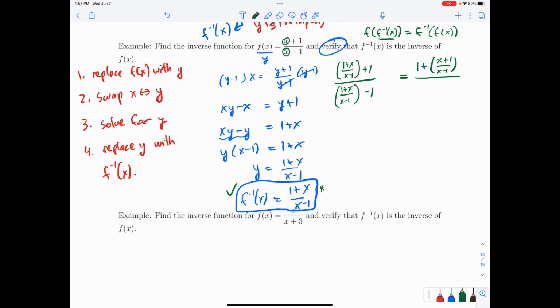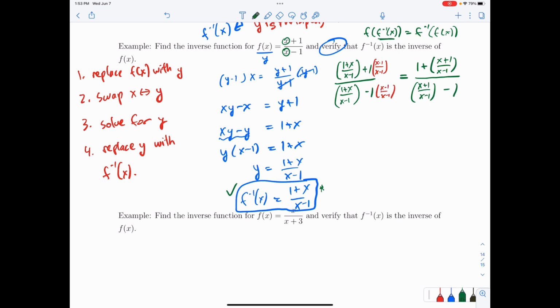And then in the denominator, in place of x, we're going to put x plus 1 over x minus 1, minus 1, like this. So we just have to simplify the left-hand and right-hand side and make sure that those are the same. So on the left-hand side, to add 1 to that fraction, I need to multiply the top and bottom by x minus 1, which is the common denominator.